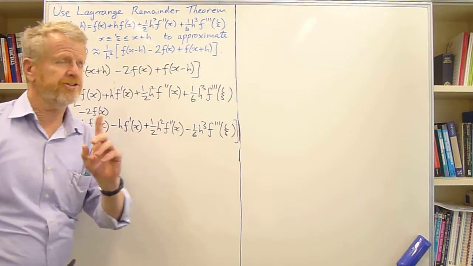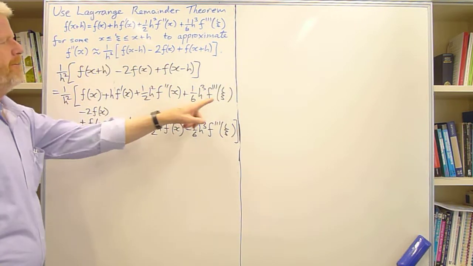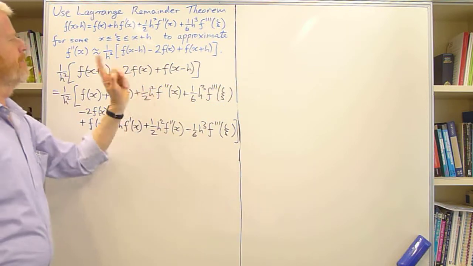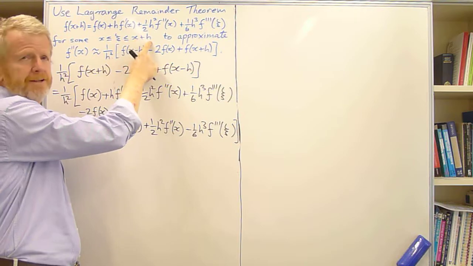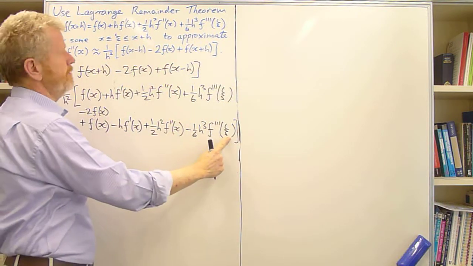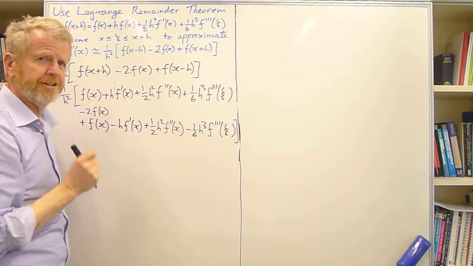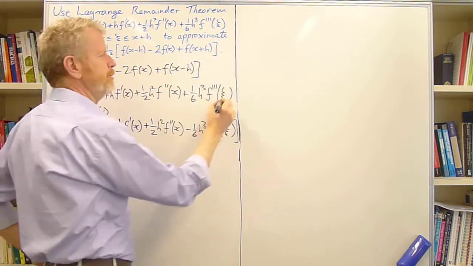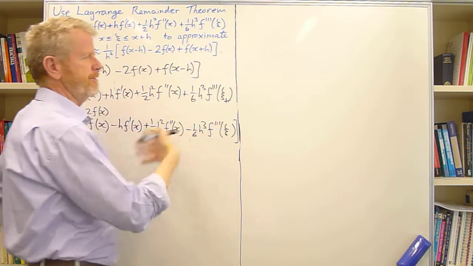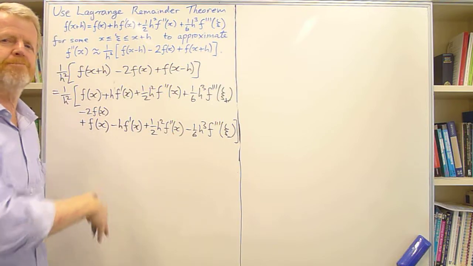Right, but there's a catch, an important catch. These two psi's are different. This psi has to be between x and x plus h, whereas this psi has to be between x and x minus h. So they're different things. So let's use slightly different symbols. Put a plus there to show it's bigger than x, and we'll put a minus there to show it's a bit less than x.